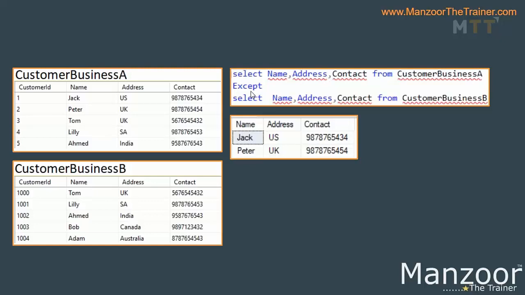The famous interview question is the difference between union and union all. They may ask, what is the difference between union and union all? Union will remove the duplicate records, whereas union all will not remove the duplicate records.